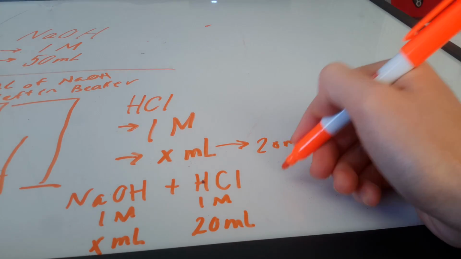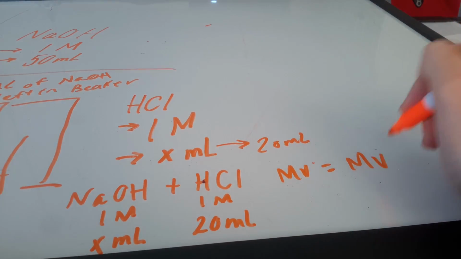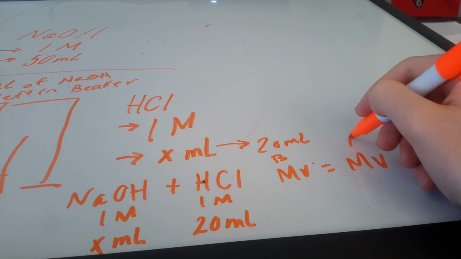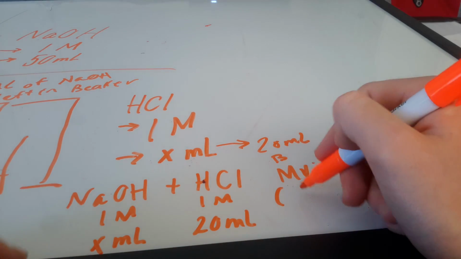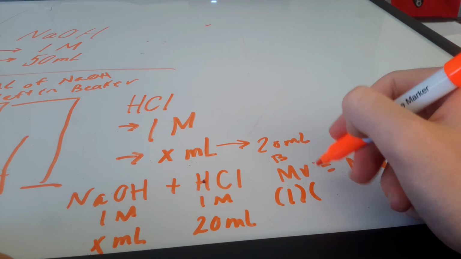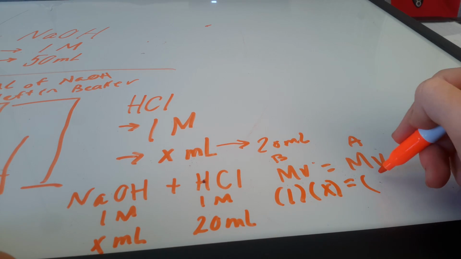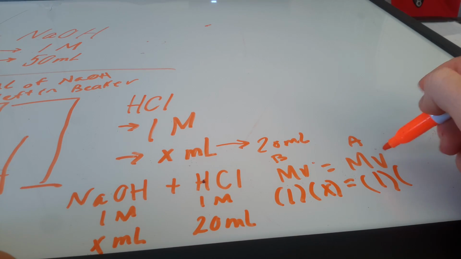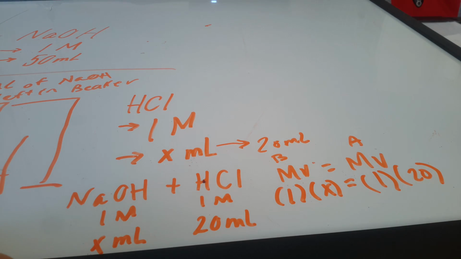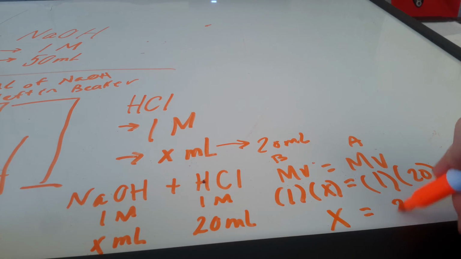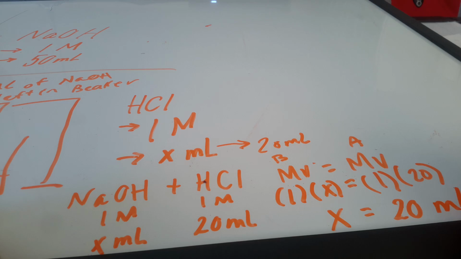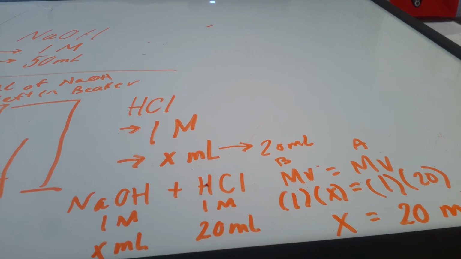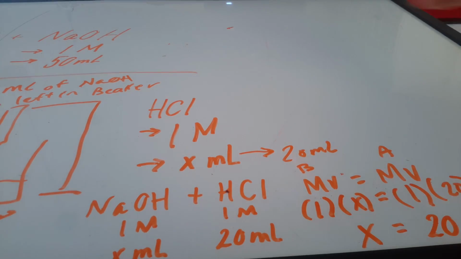So what we're going to do is write the equation MV equals MV, where we're going to have the base here and the acid here. We know the molarity of the base is 1, and the volume of the base is something we have to find. We know the molarity of the acid is 1, and the volume of the acid is 20. So the volume of NaOH used is 20 ml.